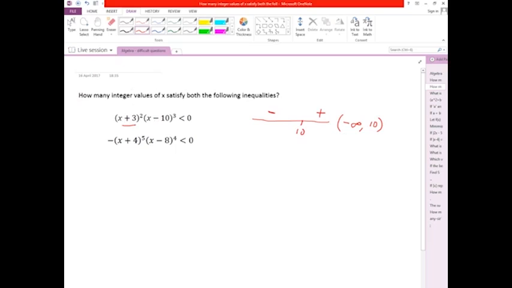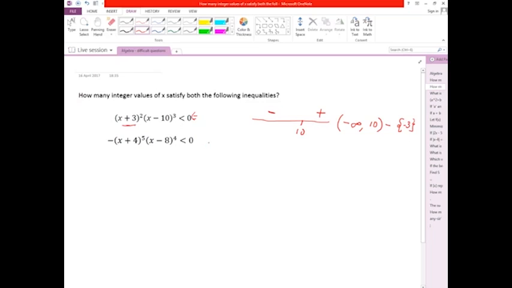And since there is no equal to, but you also need to check for whatever values this expression would have been 0. So this expression would have been 0 at x equal to minus 3, and there it won't have been less than 0, it would have been equal to 0. So you need to exclude minus 3 from the solution set. So excluding minus 3, all the values from minus infinity to 10 will satisfy this particular inequality.